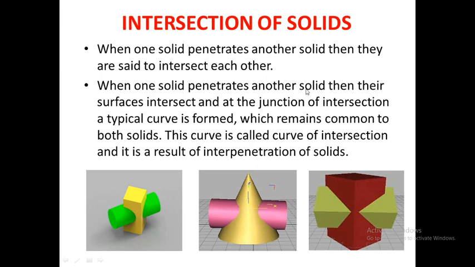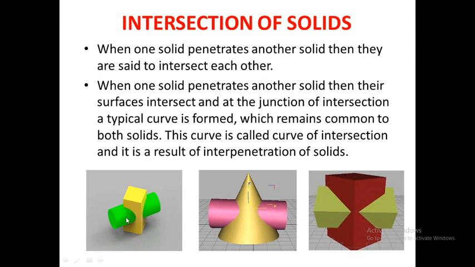So when one solid penetrates another solid, then their surfaces intersect, and at the junction of intersection, a typical curve is formed which remains common to both solids. This curve is called the curve of intersection, and it is a result of interpenetration of solids. So whenever two solids intersect each other, a common curve is formed at the junction of the two solids. For example, when the cylinder intersects the vertical cone, a curve is formed here due to the intersection of the lateral surfaces. This curve is nothing but the curve of intersection. Similarly, this curve on the right side is the curve of intersection.